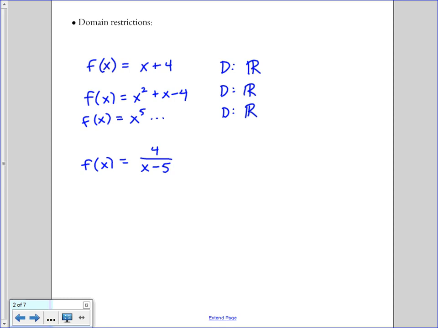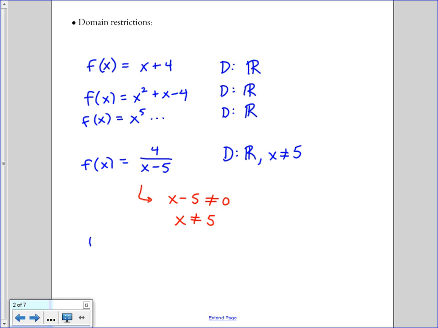So for this one, to write the domain, we want to take our denominator and say that it cannot equal 0, solve that equation for x, and when you write your domain, say that x is going to be all real numbers, comma, x does not equal 5. So you're specifying that it can be everything else other than 5.